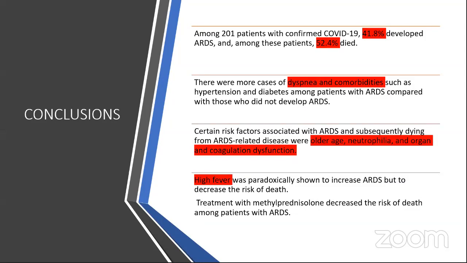If a patient has dyspnea on admission, or multiple comorbidities like diabetes or hypertension, they are liable to develop ARDS. Then mortality is high among old people, more than 65. Patients have neutrophilia, or any organ or coagulation dysfunction. High-grade fever correlated with ARDS, but not correlated with this. And people who received steroids had a higher survival rate than patients with non-ARDS.